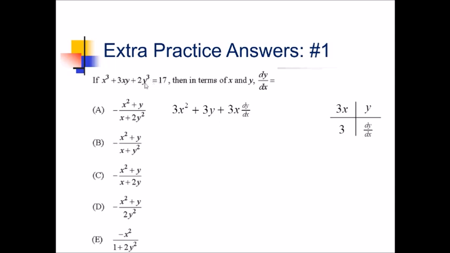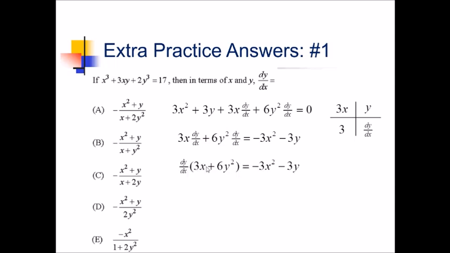Moving on, we've got 6y squared times dy over dx equals, that 17 turns into a 0 when I take the derivative. Let's subtract these two terms that don't have dy over dx's over to the right side. Now that I've done that, I can factor a dy over dx out of the left side, leaving me with 3x plus 6y squared inside of parentheses. And then if I divide both sides by that, I get an answer.